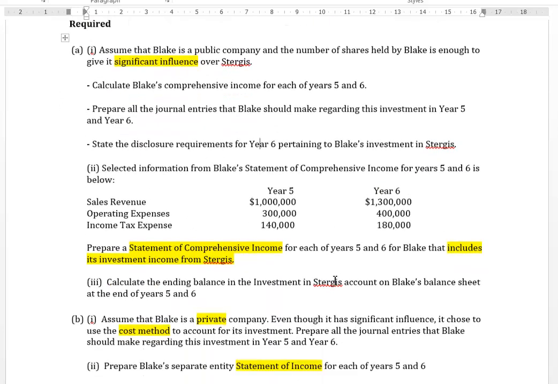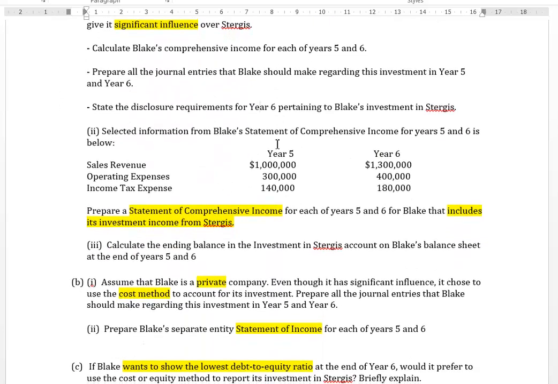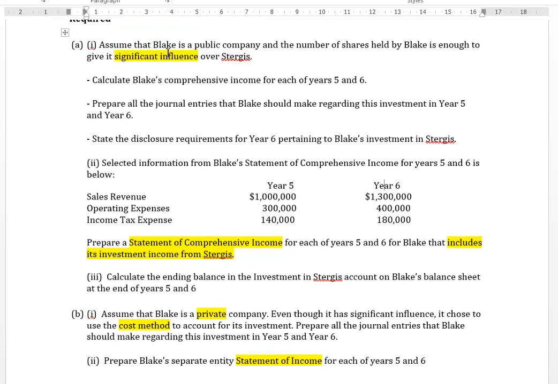Then I'm going to give you some information from Blake's statement of comprehensive income for both years 5 and 6, and you're going to do a statement of comprehensive income for me, given again that Blake still has significant influence. And then we're going to calculate the ending balance in the investment in Sturgis, which is going to be the account on Blake's balance sheet.